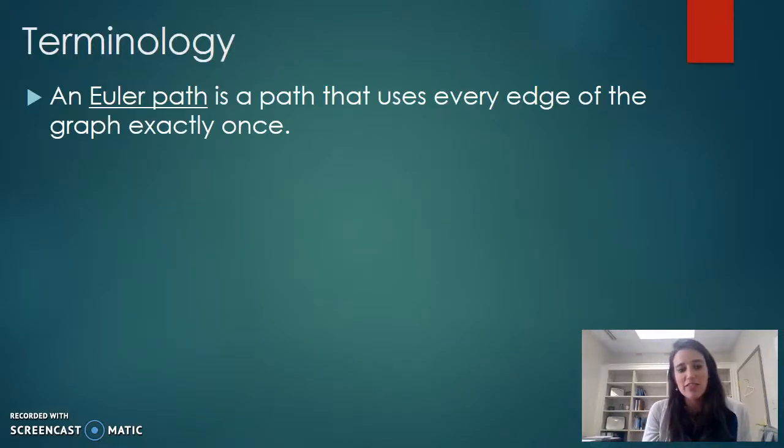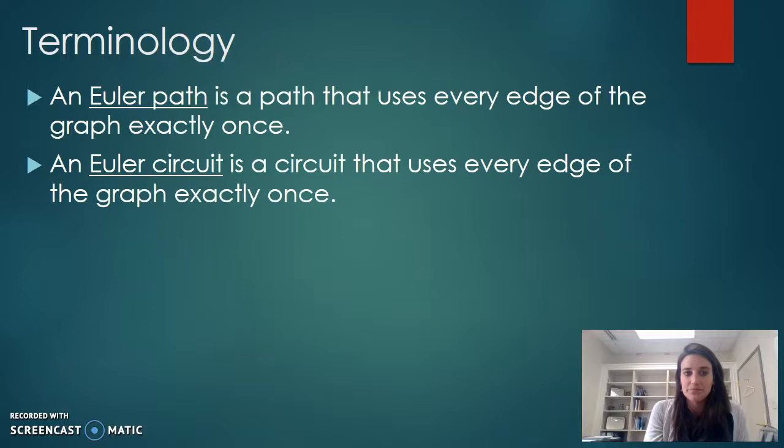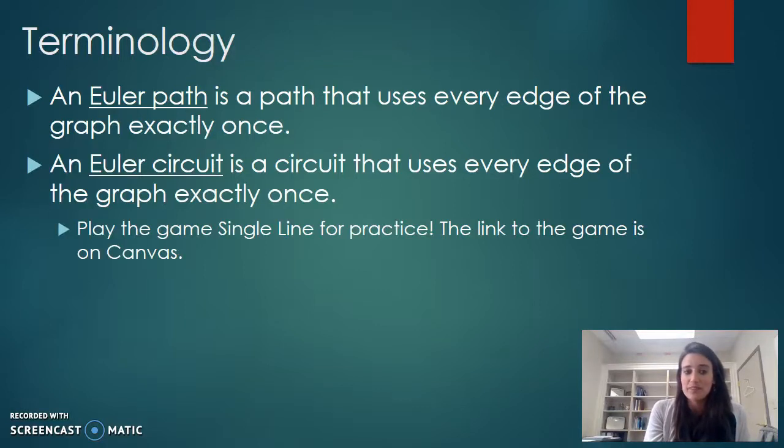An Euler path is a path that uses every edge of the graph exactly once. So you cannot repeat edges. An Euler circuit is a circuit that uses every edge of the graph exactly once. And a good game to play to get better intuition about Euler circuits is the game Single Line. I have linked the game to Canvas under the heading section 2.1. And basically this game has you finding Euler circuits for more and more complicated graphs.